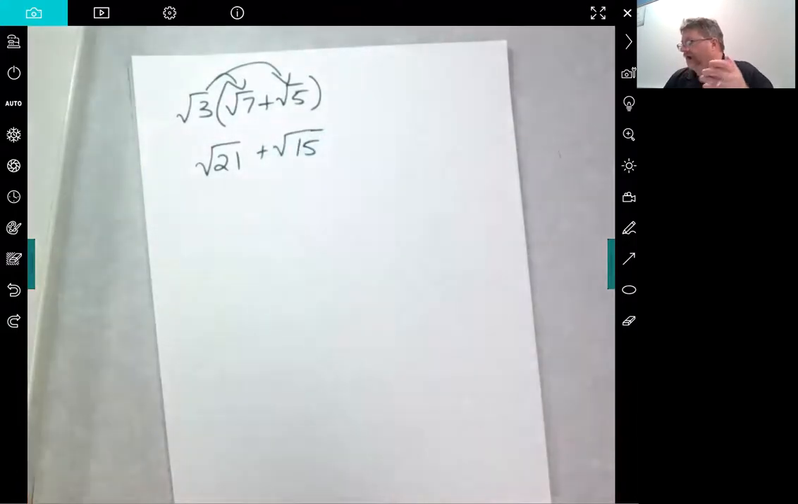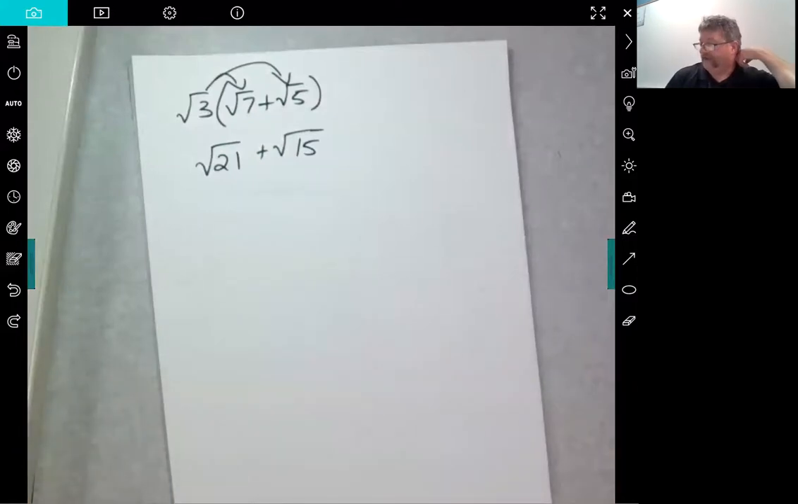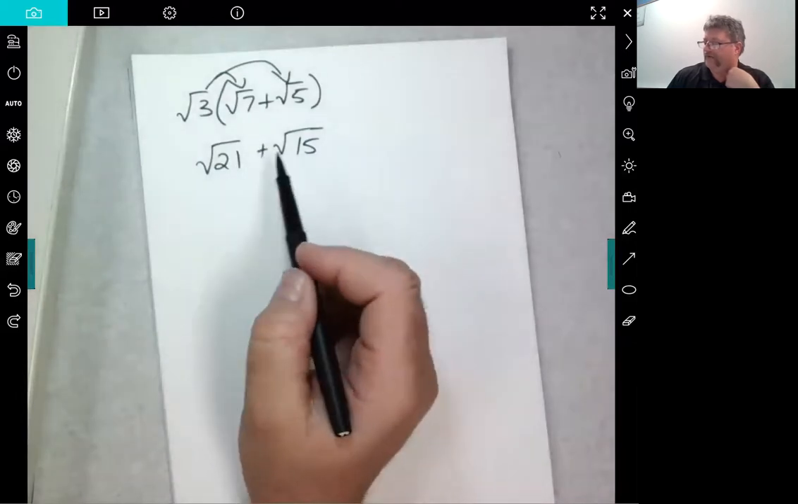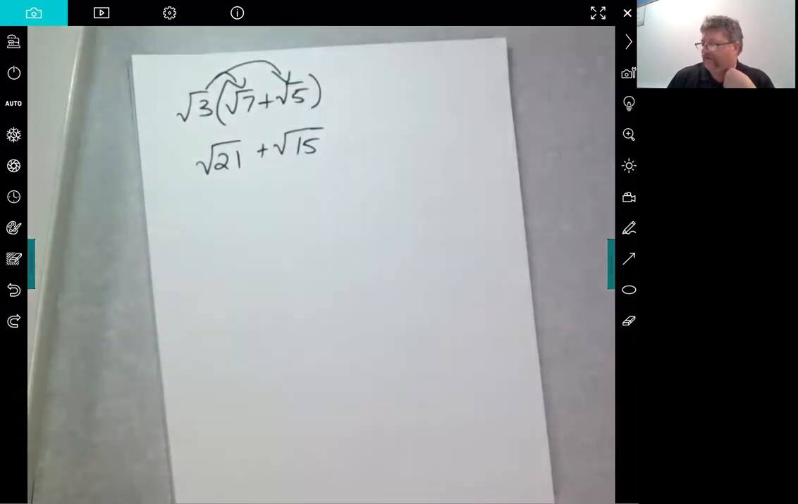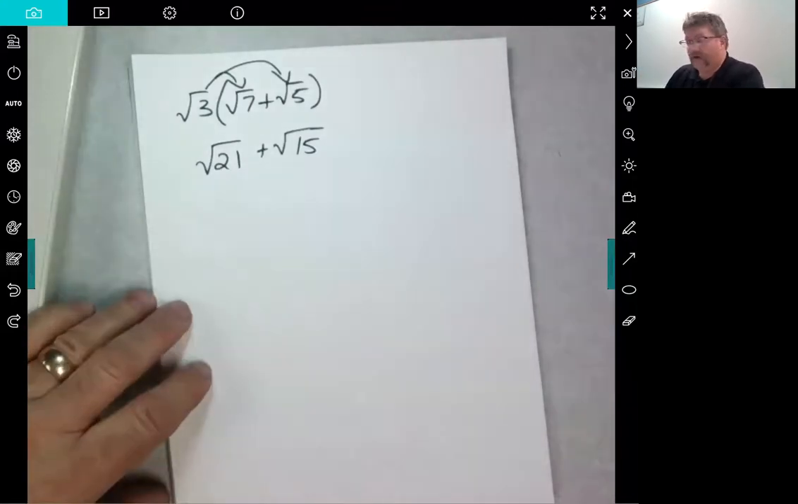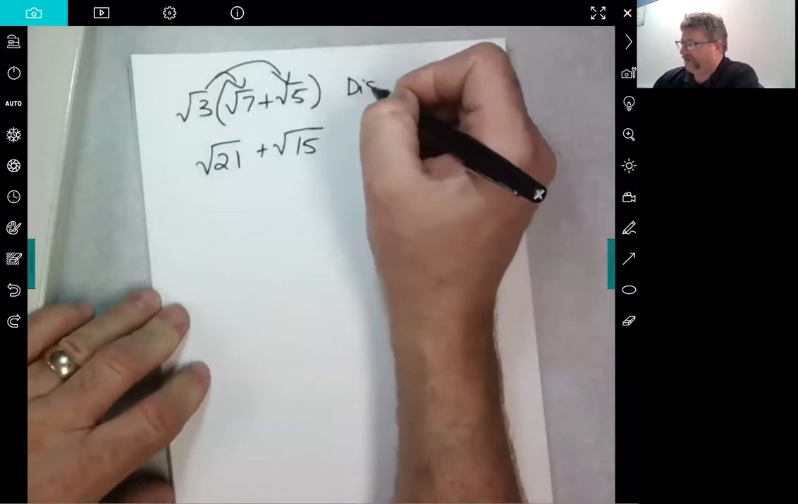Okay? I can't combine the radical 21 and the radical 15 unless they are secretly like radicals. So if you think about it for a second here, they're not. Okay, so I can't go any further with that. Otherwise, my attempt would be to try to combine them further. Okay, so that was the distributive property.